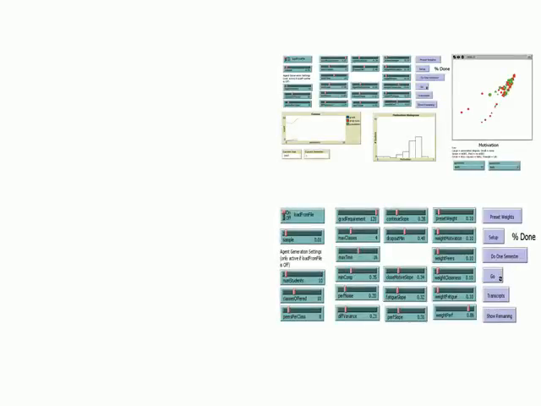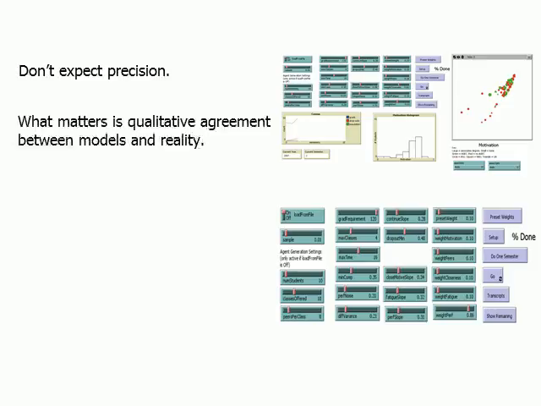One reason for the discomfort is simply that the material is unfamiliar. But another reason has to do with a sense of futility, because once a model is executable, there are so many possibilities that how is one to know which ones are worth looking at? The answer to this question goes back to what we said earlier about working with models. Don't expect precision. What matters is qualitative agreement between models and reality.